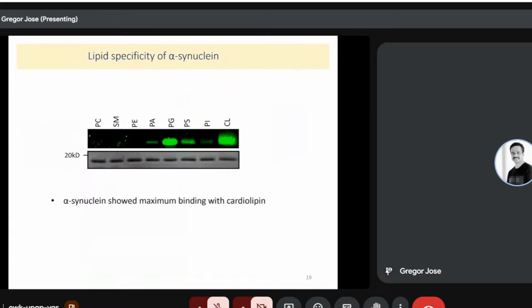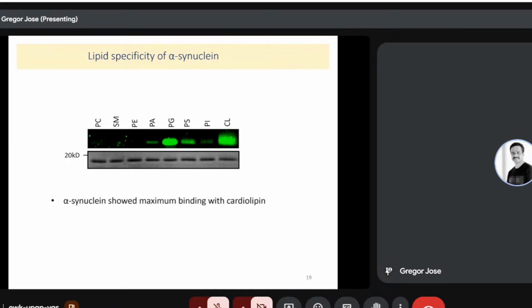the typical analysis of PLIMB. We made liposomes containing different lipids: PC, sphingomyelin, phosphatidylethanolamine, PA, PGP, everything we have. And we did the same interaction. We purified nuclei, mixed with the liposomes, shone UV, and separated on the gel. And we found that alpha-synuclein showed maximum binding. So it's not just a random chance that alpha-synuclein was present in the protein hits. It really can interact with cardiolipin.